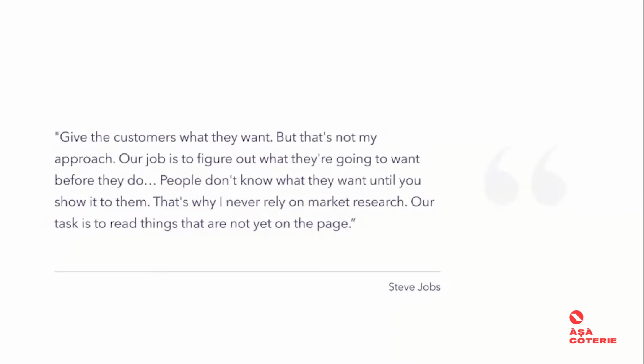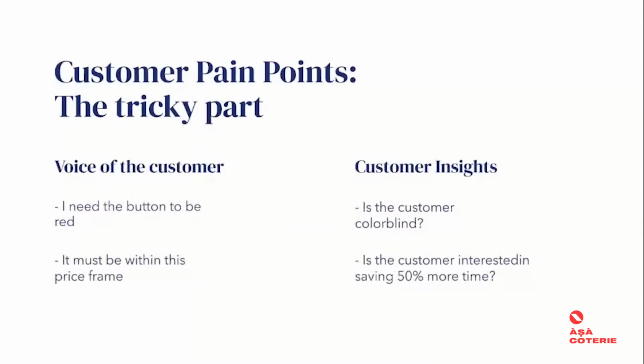So customers don't really know what they want most of the time. Which brings me back to, I'm sure you guys are asking questions in your mind: so what do I do? I mean, customer pain point. This is the tricky part. Now there's voice of the customer, which is what the customer wants. And there's a difference. So you need to understand the difference between voice of customer and customer insight.